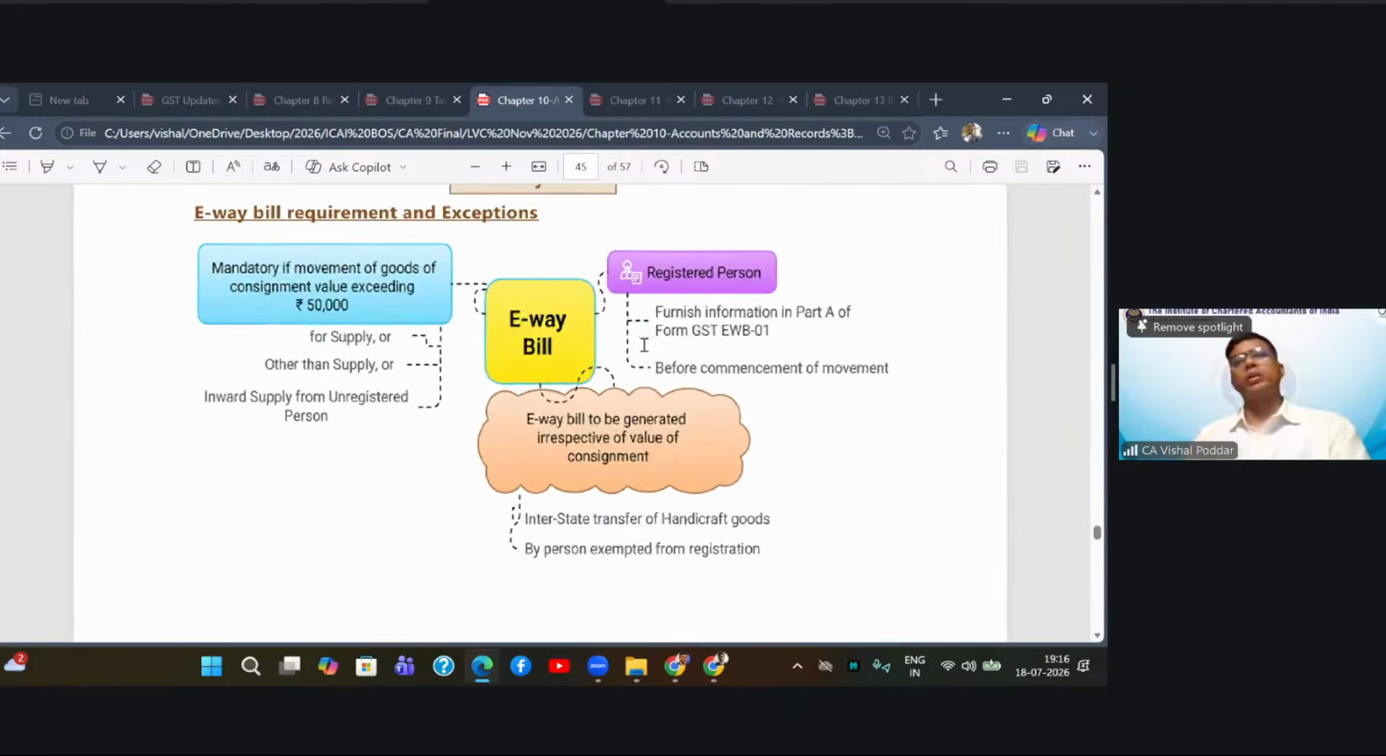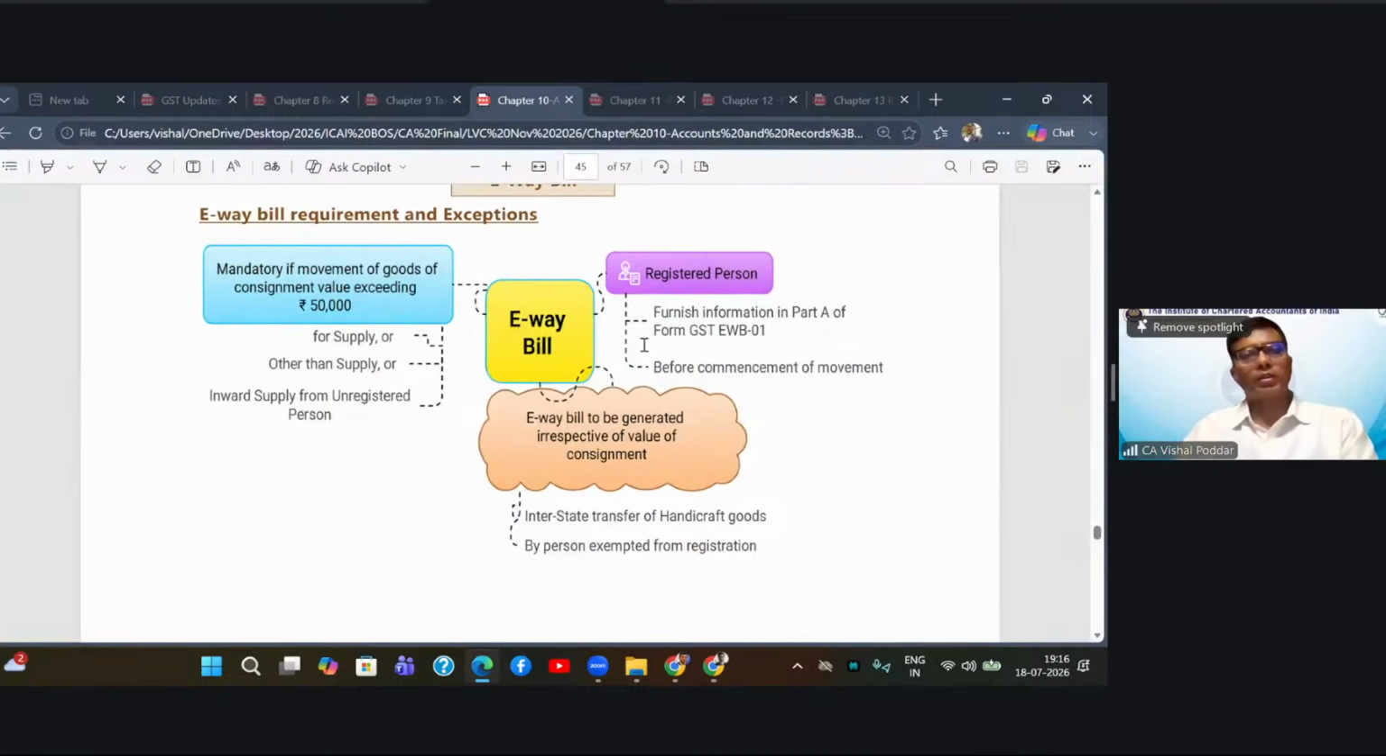Now we come to another very important document under the GST law, that is the e-way bill. Before we start this, students, please understand one thing. What is an e-way bill? E-way bill is a document showing movement of goods. A document which is a proof that you have moved goods from place X to place Y.